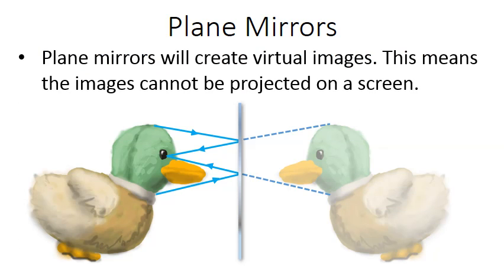And this is a virtual image. Plane mirrors create virtual images. It's a virtual image because it can't be projected on a screen. So if you go behind that mirror and you hold up a piece of paper, it will not have a duck projected on that screen, which sounds kind of obvious. But when we look at other types of mirrors, they can actually create real images that can be projected onto screens. And we'll see that later.